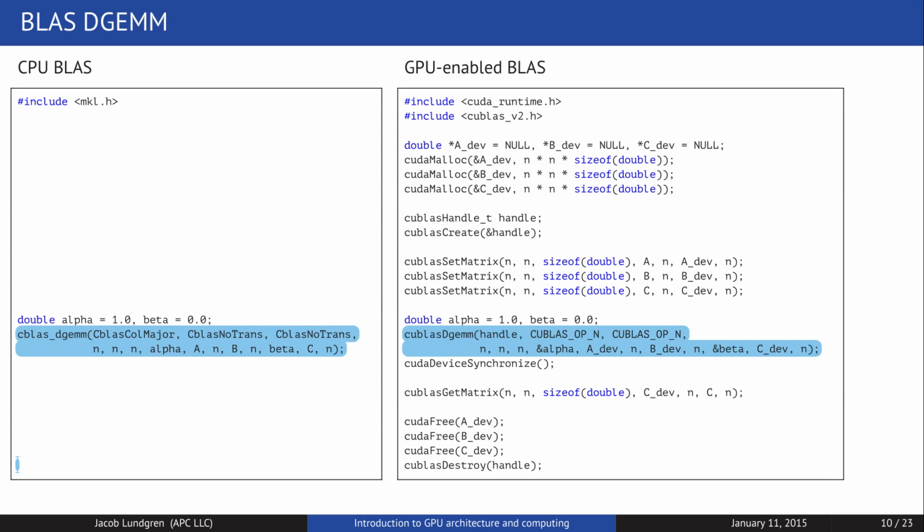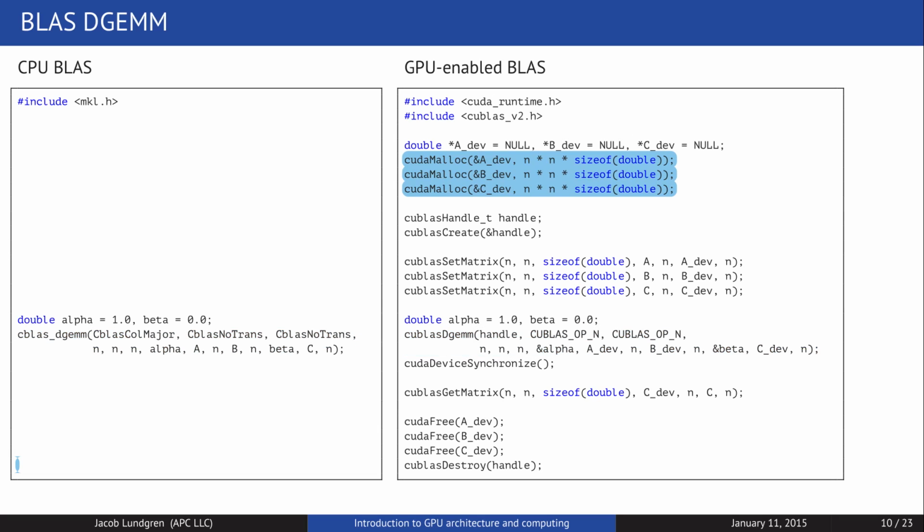In addition to this, however, we also need to allocate space on the device. We need to create the handle for the cuBLAS. We need to set the matrix in the device memory. This is copying over the information from the CPU to the GPU, or the CPU memory to the GPU memory. Finally, we need to read the results back. Also, there is some boilerplate corresponding to freeing up memory.